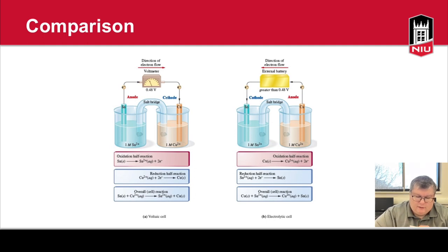So here we have a comparison between a tin-copper cell, where the oxidation half reaction is tin goes to tin 2 plus plus 2 electrons. The reduction half reaction is copper ions go to copper metal. And the overall reaction is tin plus copper ions goes to tin ions and copper metal. The electrons flow from the anode to the cathode.